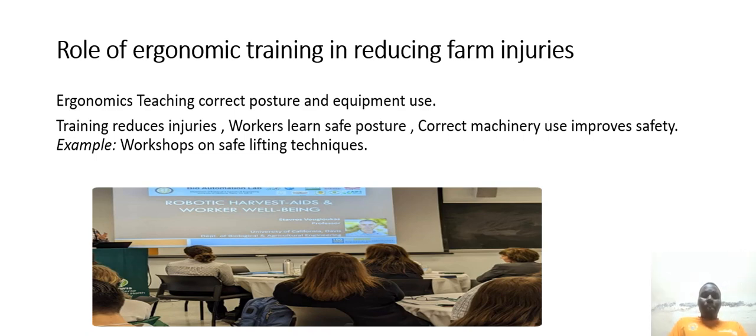Training reduces injuries. Workers learn safe posture. Correct machinery use improves safety. Example: workshops on safe lifting techniques. And continue with another slide. That is the picture of the person who studies robotic harvest aids and worker well-being. That is the training.